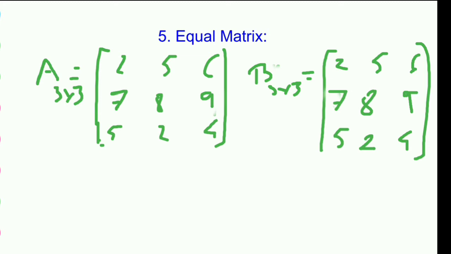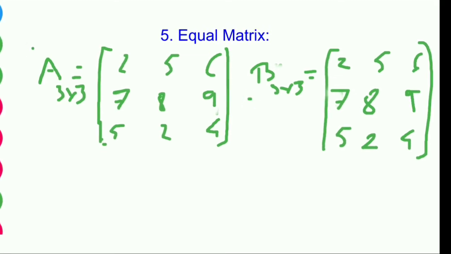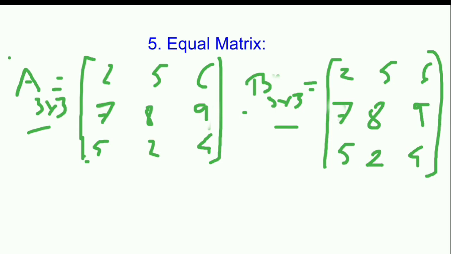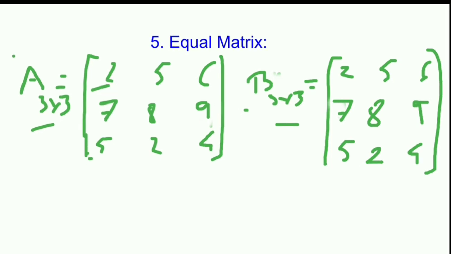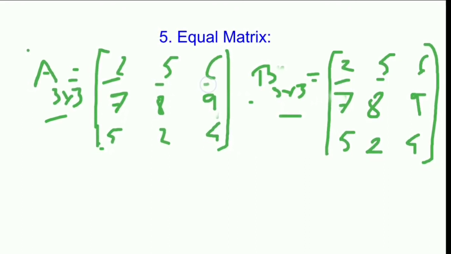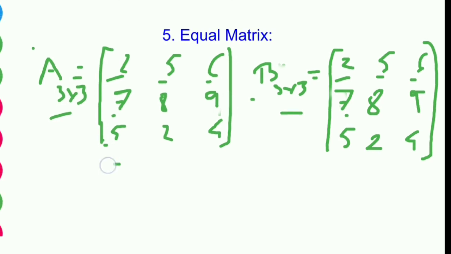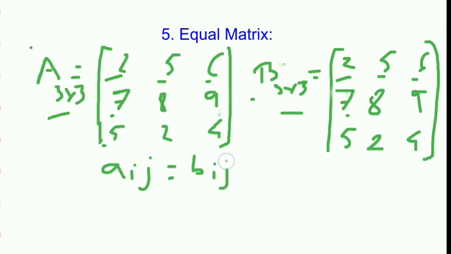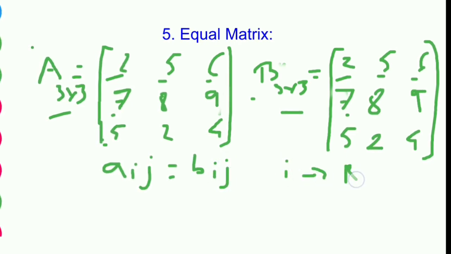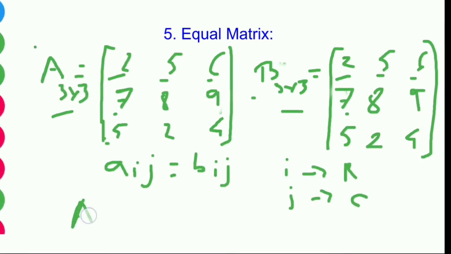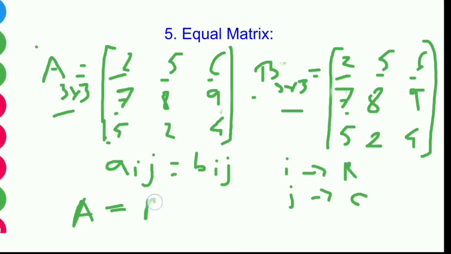Let us consider two matrices A and B of order 3 by 3. That means each has 3 rows and 3 columns. Here the first element of matrix A is equal to that of matrix B. Similarly, all other corresponding elements are equal. So we can write Aij equal to Bij, where i is the row number and j is the column number. So we can write matrix A is equal to matrix B.